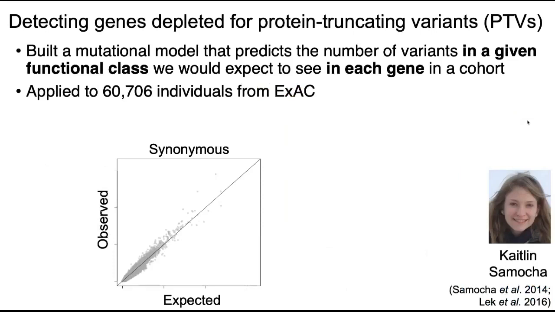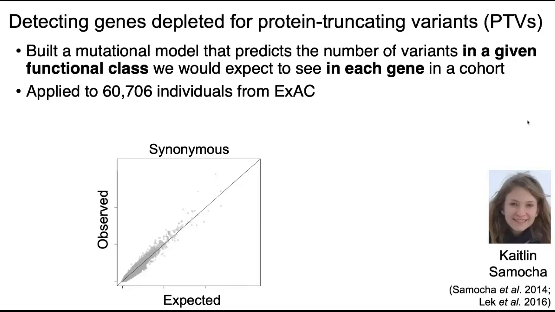She had applied this to the 60,000 individuals from ExAC. I've then updated it to use gnomAD. Effectively, this model creates an expected number of variants for each gene, or for each set of bases, effectively for each transcript or exon. When you correlate this with the observed number of variants, you see a very high correlation, especially for synonymous variants. It's not on the slide, but the correlation is something like 0.97.